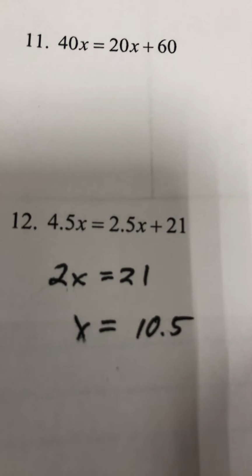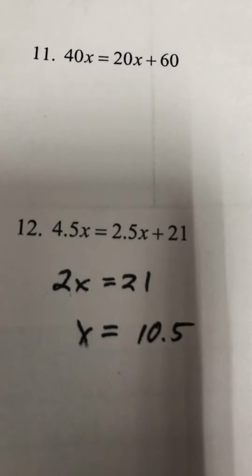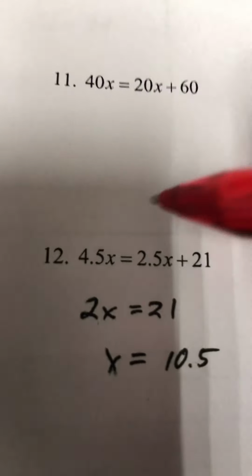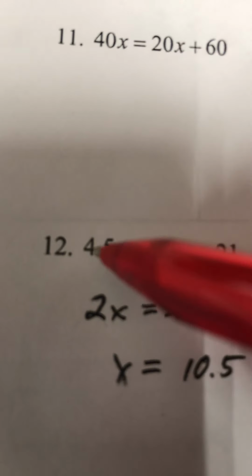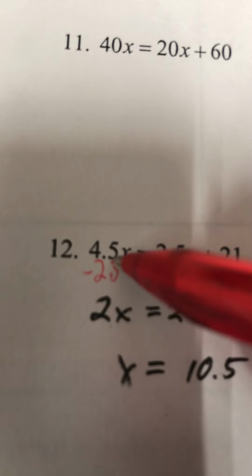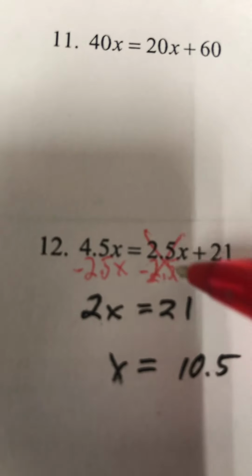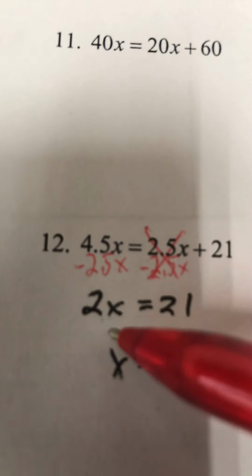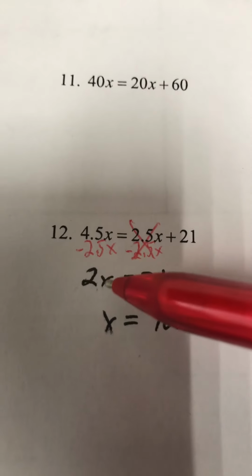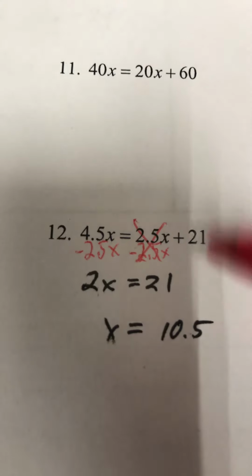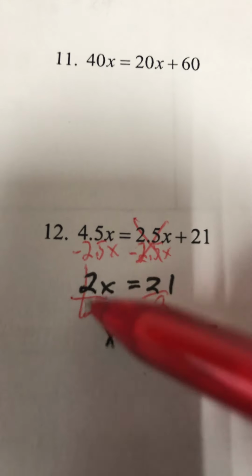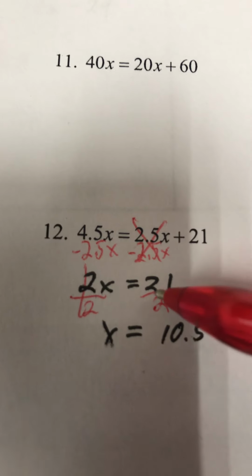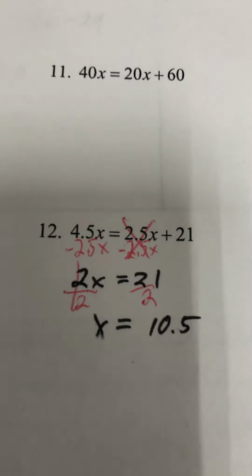I did number 12 because it had a decimal in it. I thought maybe that would freak some people out. So what I do is I subtract 2.5x from both sides, minus 2.5x. I got rid of it on this side, that's why I did it. I'm trying to get x by itself. This ends up being 2x equals that 21. And then I divide both sides by 2. And you'll see on your calculator, 21 divided by 2 is 10.5.